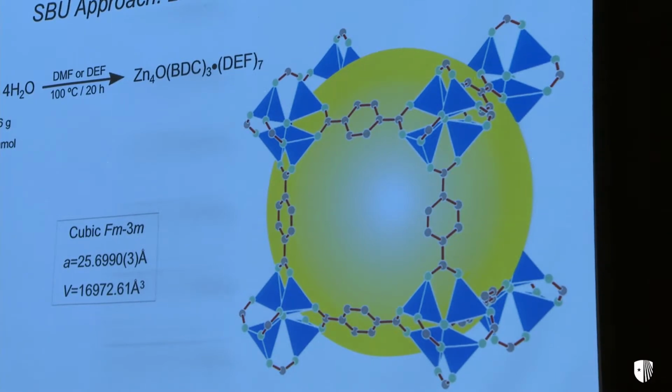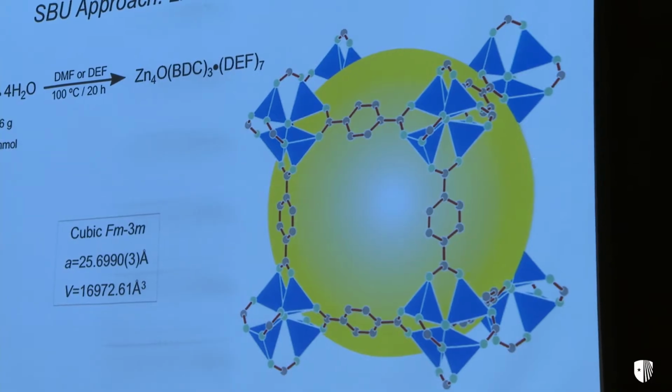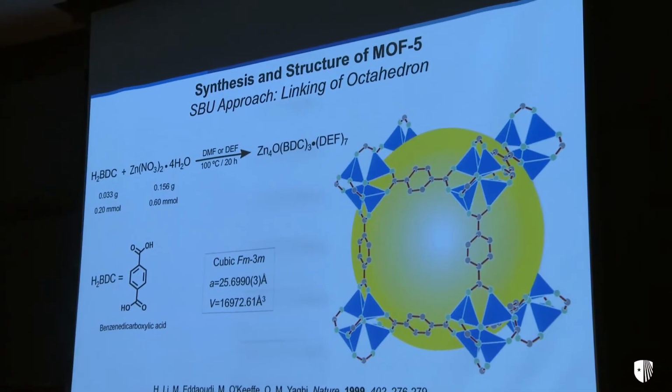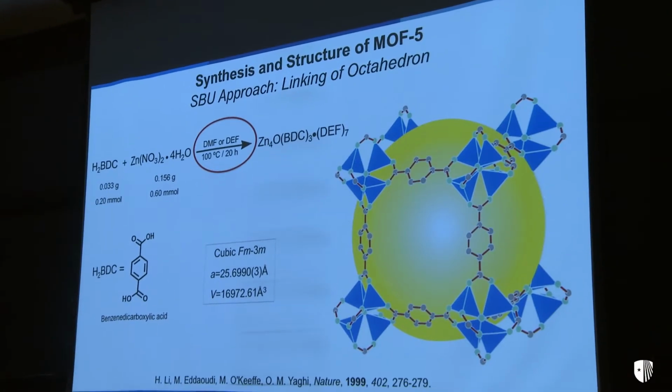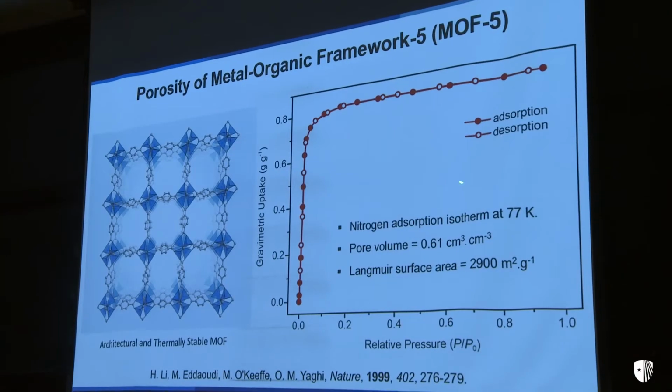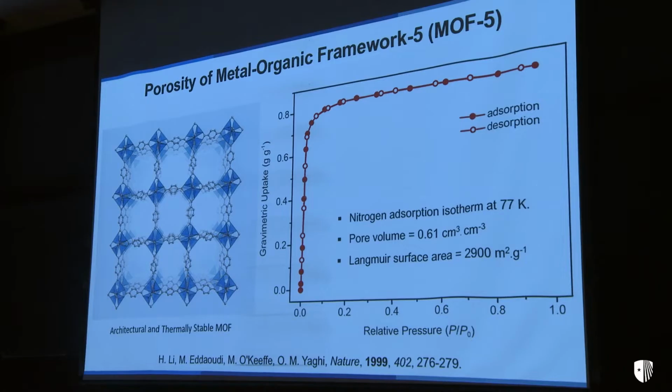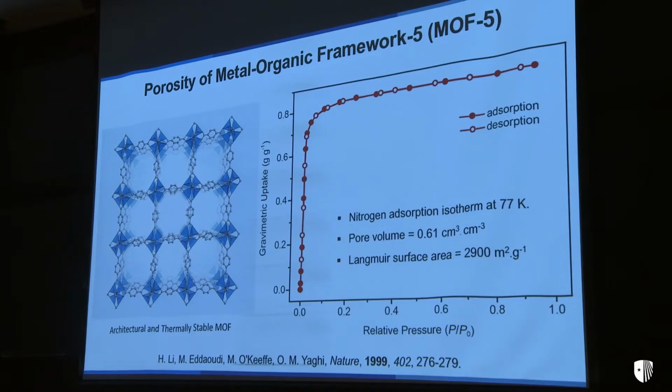As soon as we reported this paper, there was an explosion of MOFs because the surface area of this compound was 2,900 square meters per gram. 61% of the crystal is open space. Now we know how to activate MOF 5 so well that the surface area is actually 4,500 square meters per gram if you evacuate the pores fully.